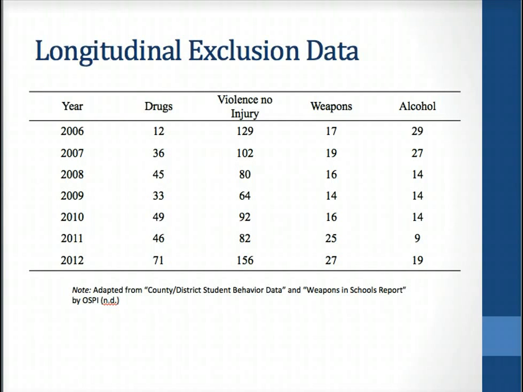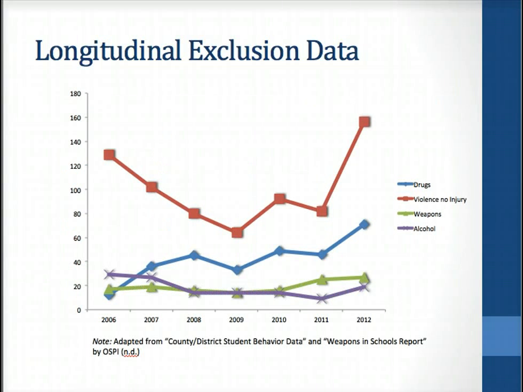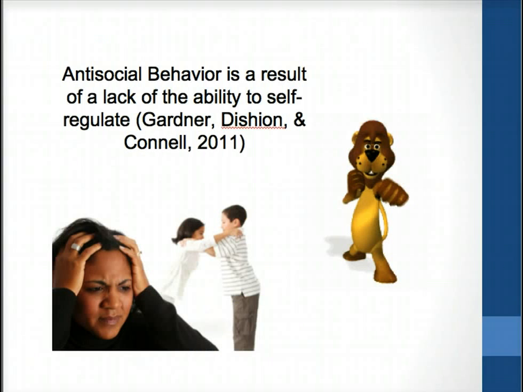Looking at exclusion data for a rural school district in Washington State allows for the identification of areas of concern and for data-driven decision-making. As you can see, longitudinally, drug exclusions have been slowly rising. Additionally, the last 2 years have seen an increase of exclusions for violence without injury and possession of weapons.